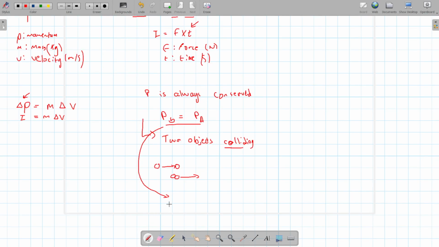What will the formula be? MAVA plus MBVB equals MAVA prime plus MBVB prime. Instead of VB prime, some people put VB2 or VB1. You all have different ways of writing down this formula. This is the way I personally write it. And let me explain this.